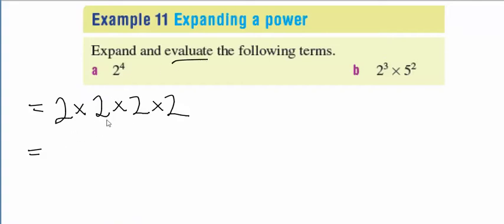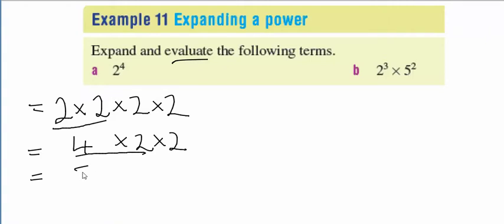So 2 times 2, I'm just going to do it in parts. 2 times 2 is 4. And this times 2 and this times 2 can just drop down. Now I'm going to do this part. 4 times 2 is 8. And then this times 2 is just going to drop down. And 8 times 2 is 16. Okay, and there is my answer. Okay, next one.